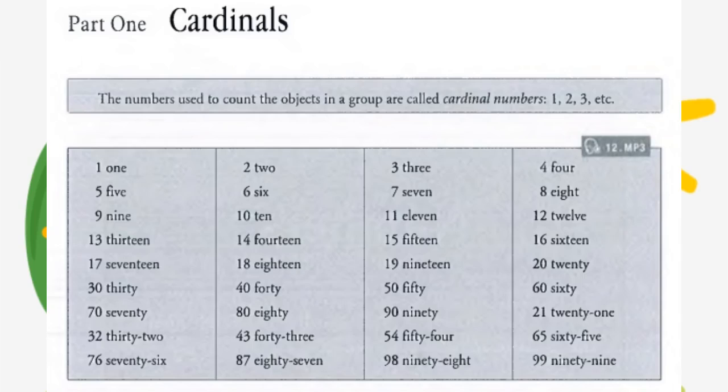1, 2, 3, etc. 1, 2, 3, 4, 5, 6, 7, 8, 9, 10, 11, 12, 13, 14, 15, 16, 17, 18, 19, 20, 30, 40, 50, 60, 70, 80, 90, 21, 32, 43, 54, 65, 76, 87, 98, 99.